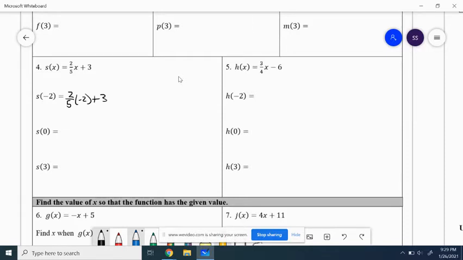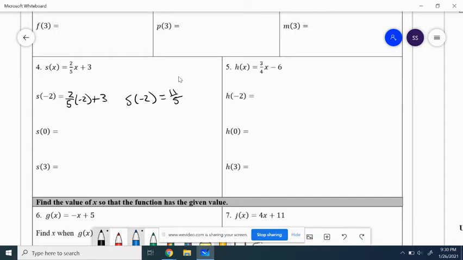And if you're not good with multiplying fractions, that's okay. You can use your calculator. 2/5 times -2 is -4/5. -4/5 plus 3 is equal to 11/5. So I should put the actual answer as s of -2 is equal to 11/5. All right, we'll do the next one.